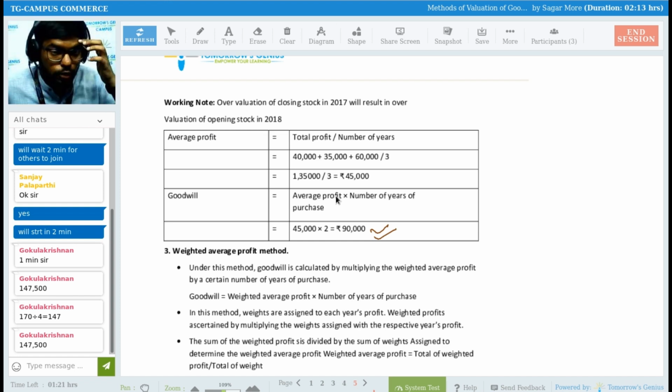Listen carefully. Even if we are doing a question by weighted average, all other things will remain the same. Whatever past adjustments we studied, if there is an expense in the future, we have to subtract. If there is a saving in the future, we have to add. If there is an expense no longer payable, we have to add. Those adjustments will remain the same. Only the methodology will change. So profit we have to calculate by weighted average here. All other adjustments will remain the same.